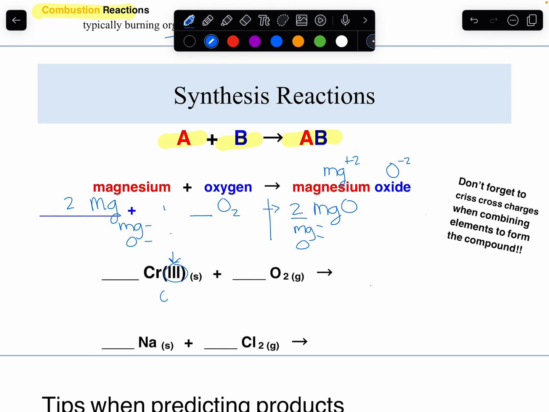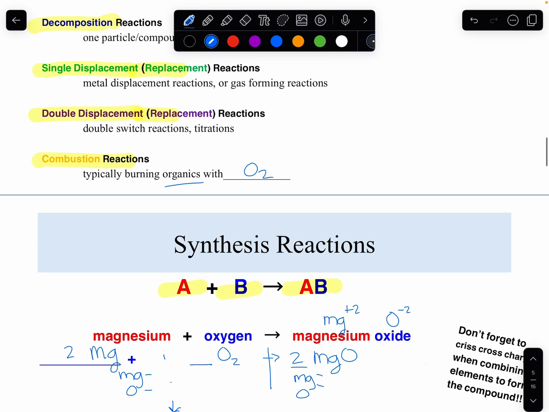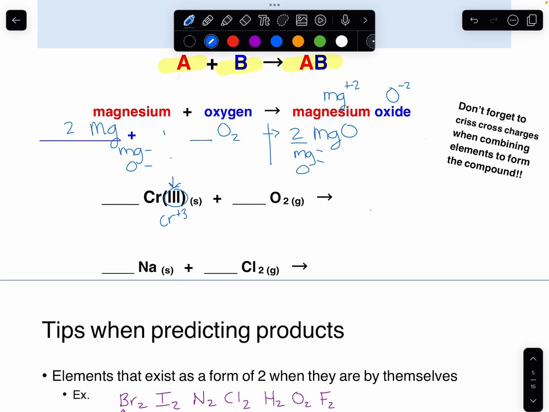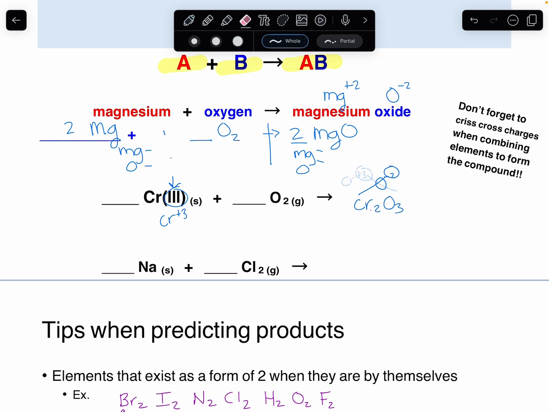All right, now this number right here indicates the charge. That is not a coefficient in front. So this is basically the same as saying chromium +3. So we have chromium, we have oxygen, and then when we put them together, we have to take into account the charges. So Cr, as shown, is a +3. Oxygen is in group 16. It is a -2. We crisscross and we come down, and our product is Cr2O3.